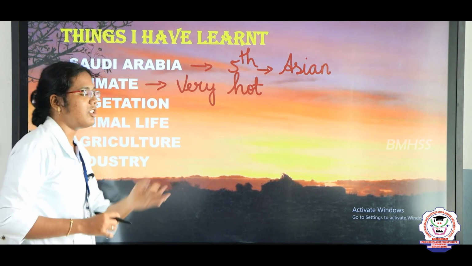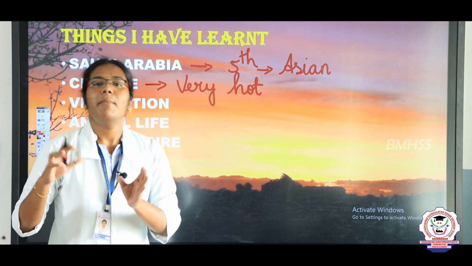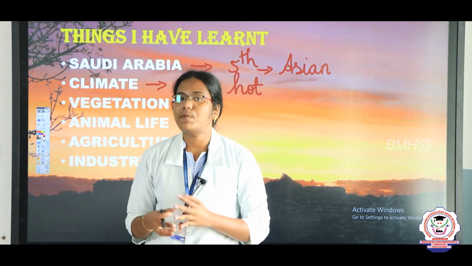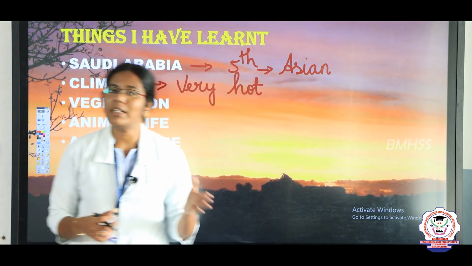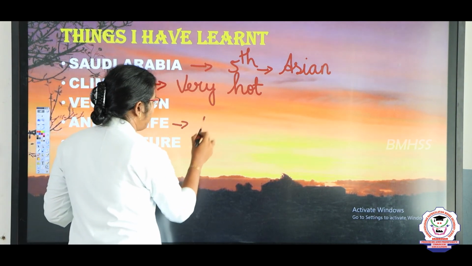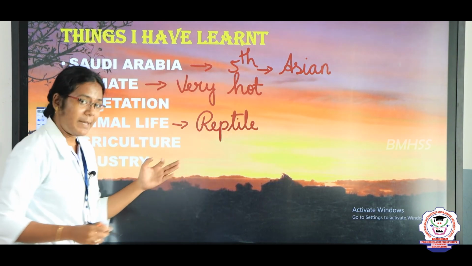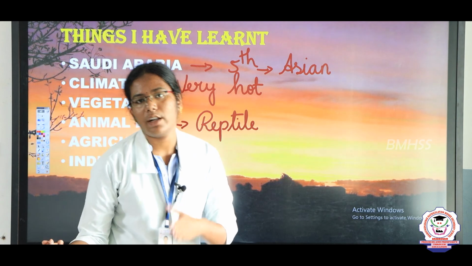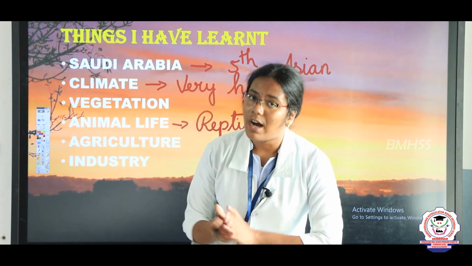Then we saw the vegetation. It has very little vegetation. Some desert-growing plants are grown here. Some fertile land is also there, where people cultivate crops like wheat, barley, melons, tomatoes, etc. With the help of seawater they cultivate crops. Then animal life: some reptiles and snakes are present here, right? Then agriculture: they do agriculture with sea water, by removing the salt from the water and then using it for agriculture.